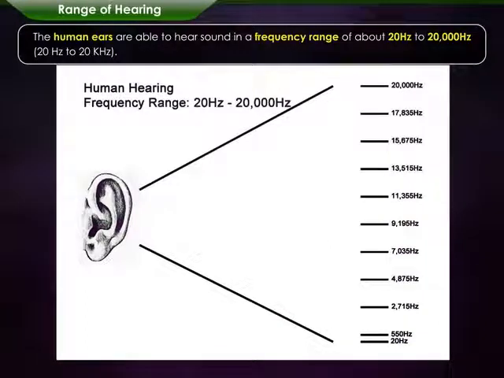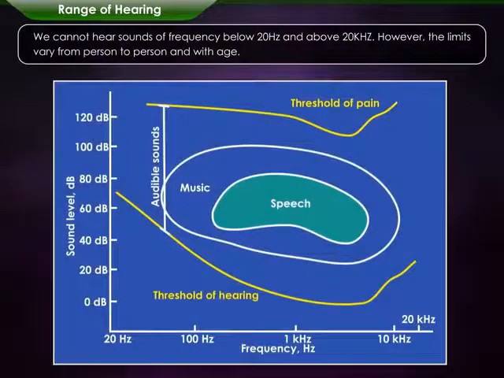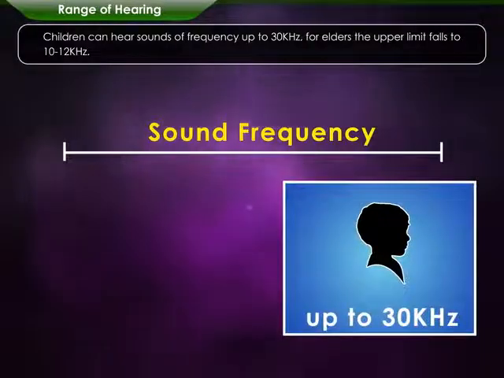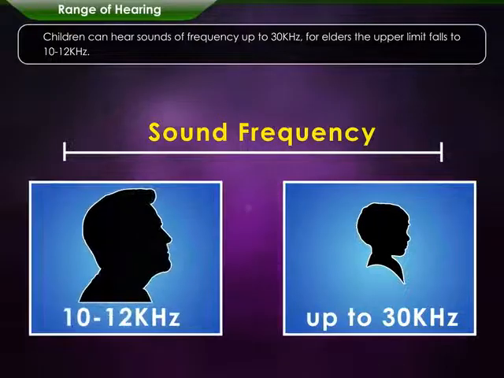Human ears can hear sounds of frequencies ranging about 20 Hz to 20,000 Hz. We cannot hear sounds of frequency below 20 Hz and above 20 kHz. However, the limits vary from person to person and with age. Children can hear sounds of frequency up to 30 kHz. For elders, the upper limit falls to 10 to 12 kHz. However, 20 Hz to 20 kHz is taken as audible range of average person.